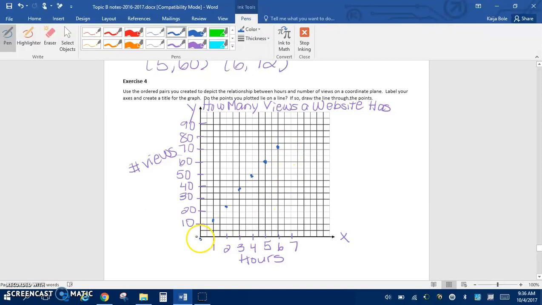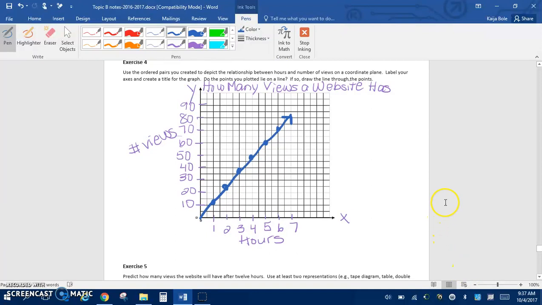And then remember, we need to connect them from 0. Try to make it as straight of a line as you can, and put an arrow on the end, because this could go on forever, right? That's the whole point of that. Alright, and that was all we had to do for the graph. So that looks pretty good.